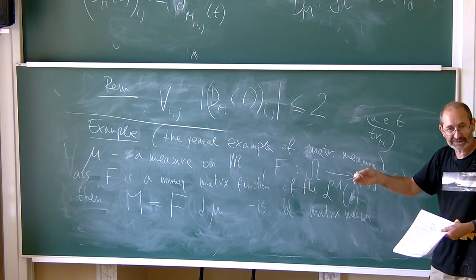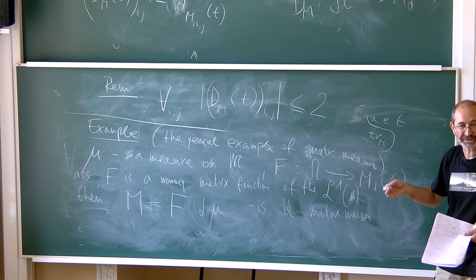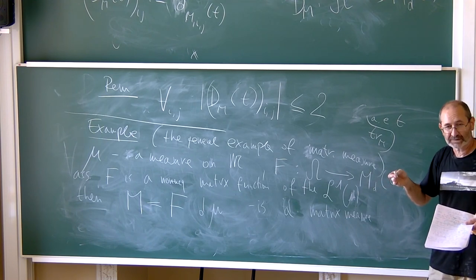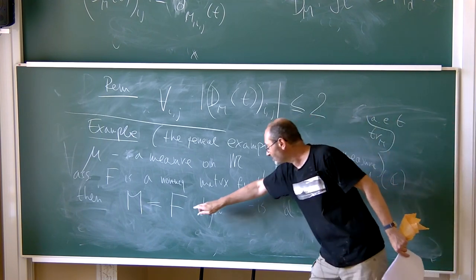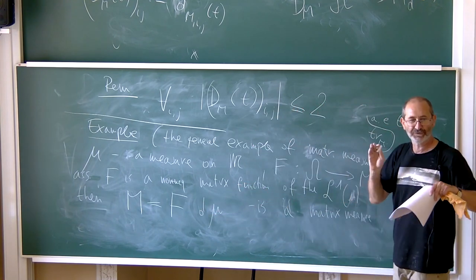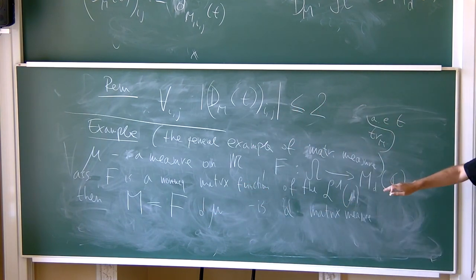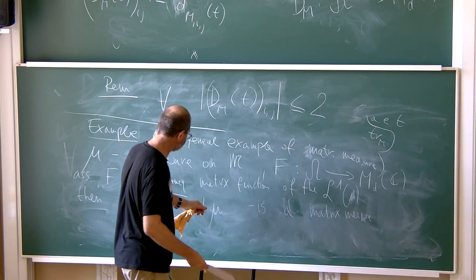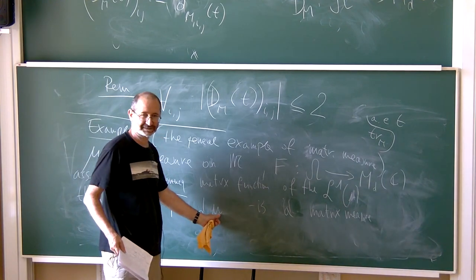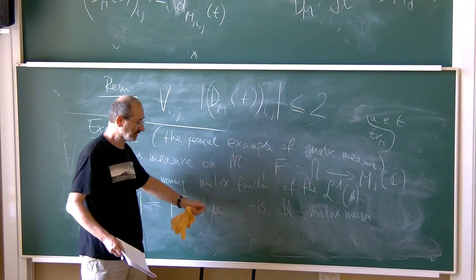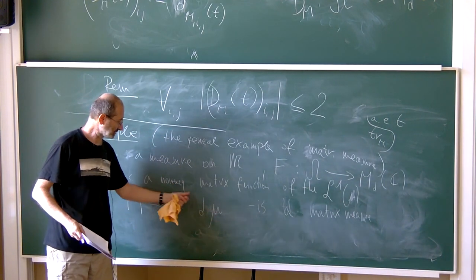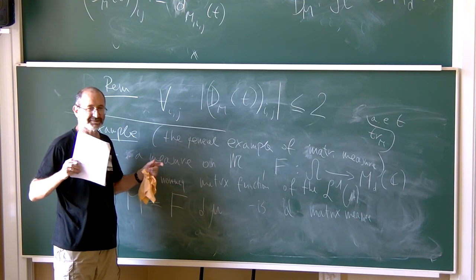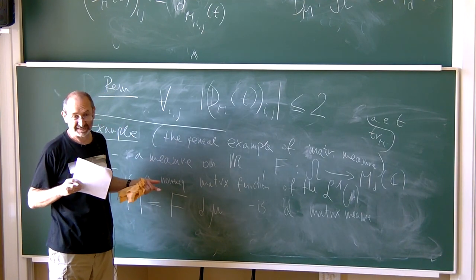We saw this, because for each matrix measure we could find a function like this, and we even knew more about this function. We even knew that we can do this with a finite measure, this measure being finite, and with this function being less or equal to identity.